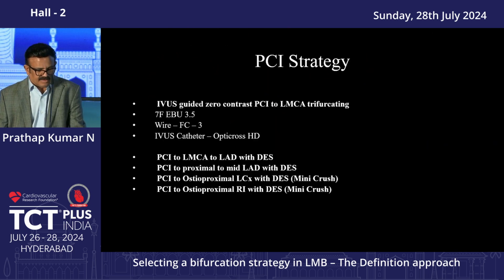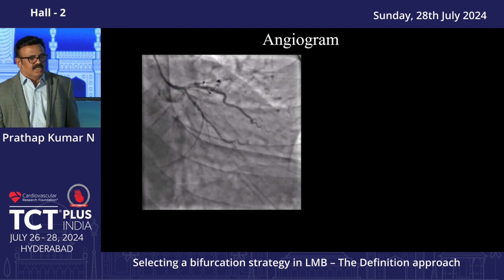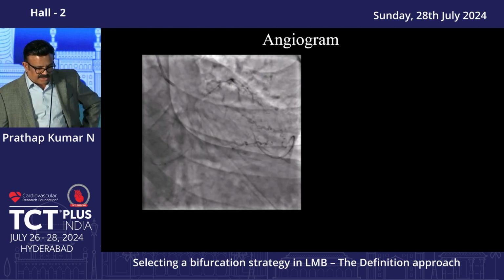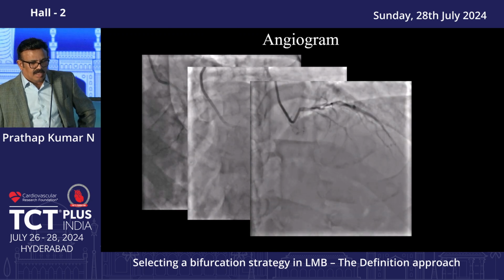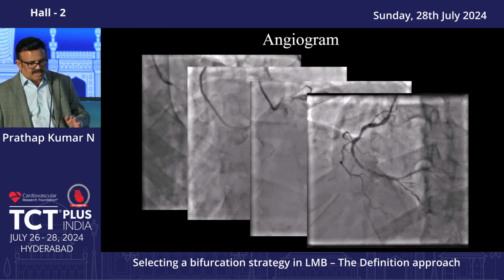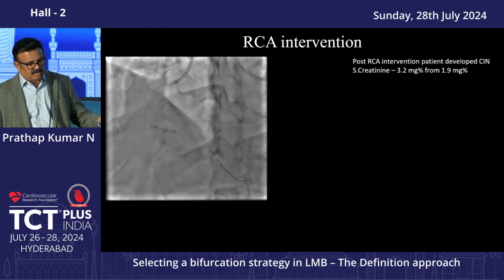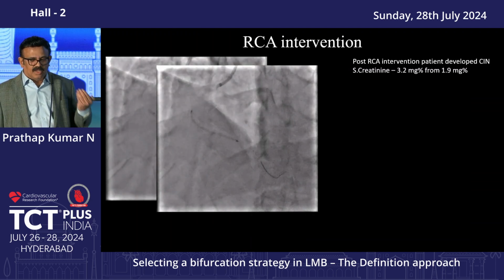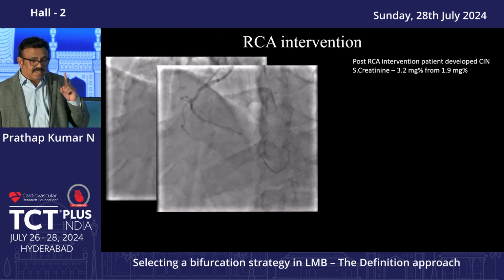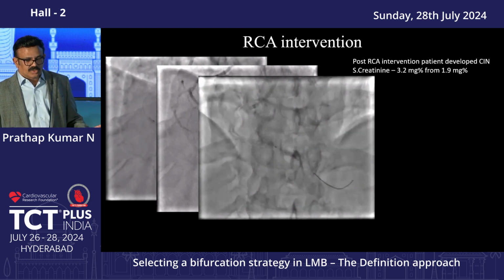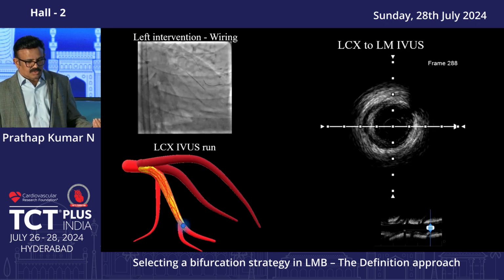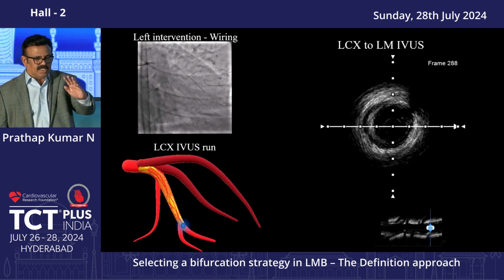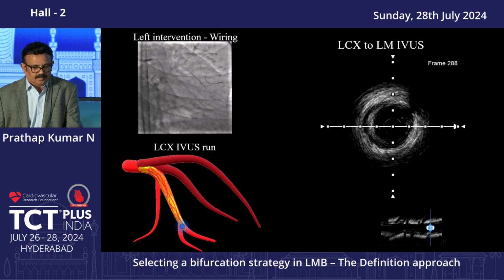And this was the last case I will show you, zero contrast PCI. This patient actually had a triple vessel disease. This part is not done by me. This part is done by another cardiologist. They did an RCA intervention, but the creatinine went from 1.9 to 3.2, single kidney patient. So the patient came to me for a zero contrast PCI. So I have taken the previous image and kept it there with a wiring.